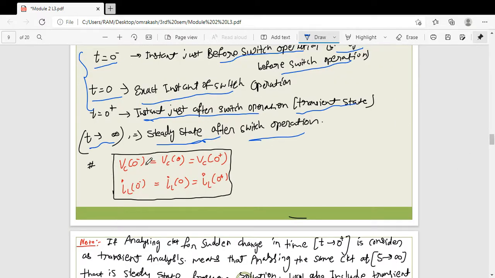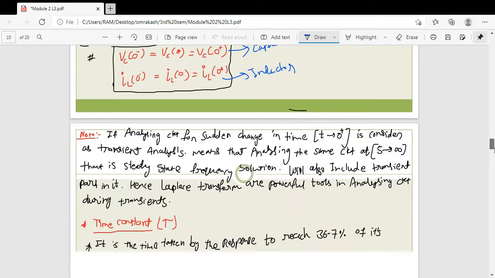So for capacitors, what is the state variable for a capacitor? Voltage, right? So that's why we see the 0 instant of time is considered here. This is for the capacitor, and this is for the inductor. So this is a condition you have to note.